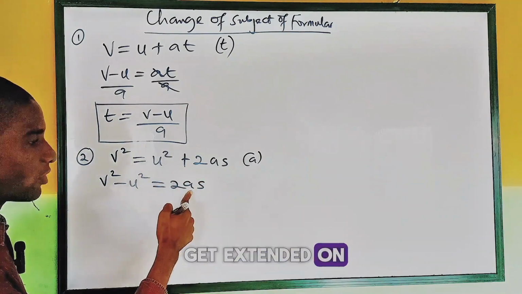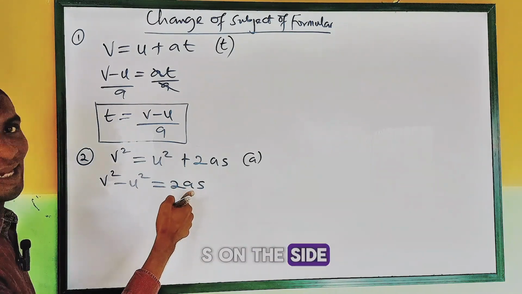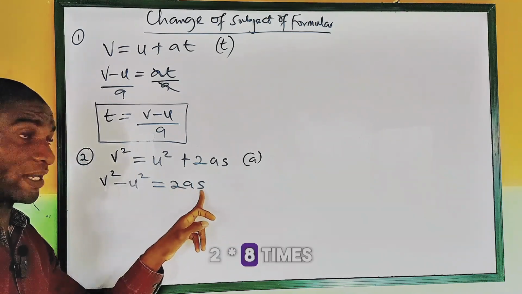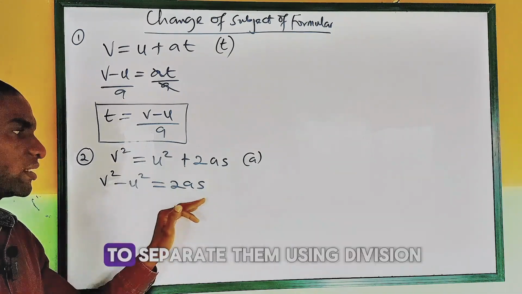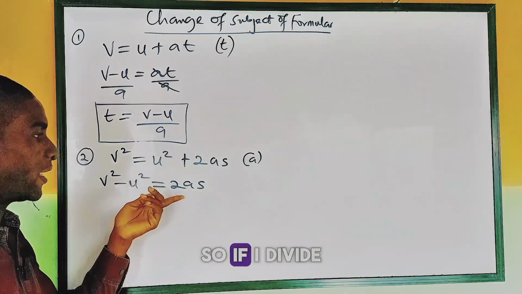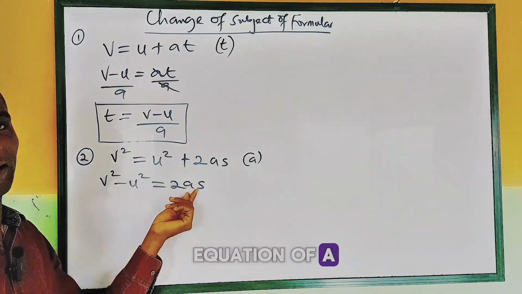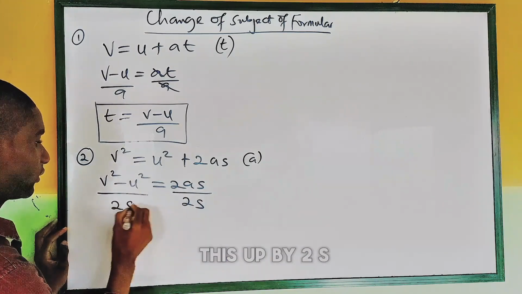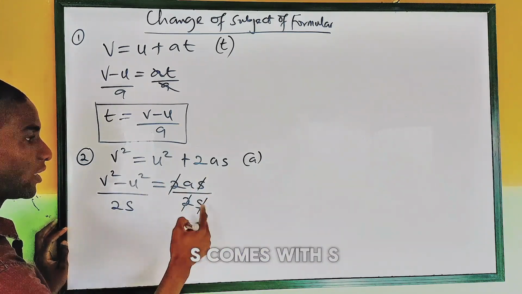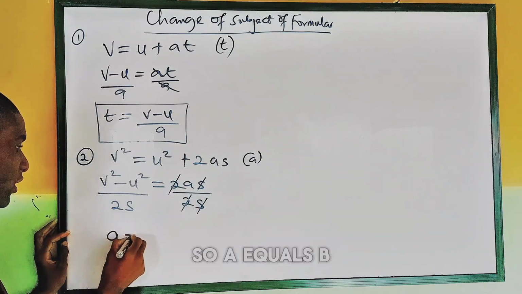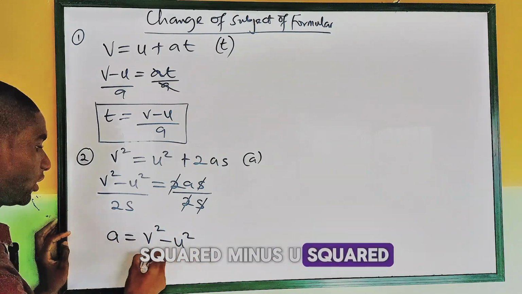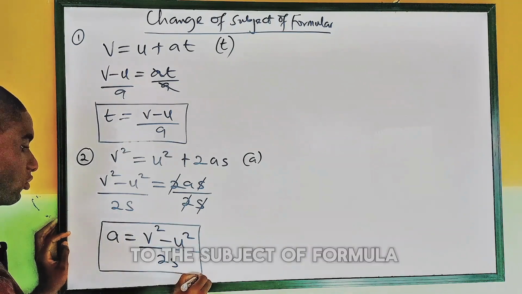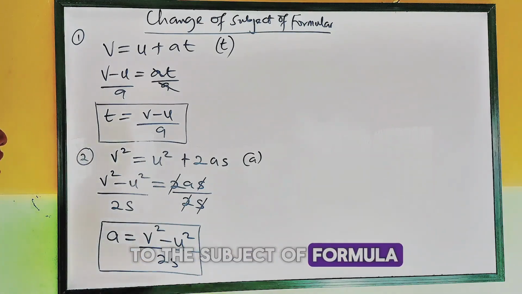Now we want A to stand alone. We have 2 and S on the side of A here, and they are connected together by multiplication. 2 times A times S, that is 2AS. So we are going to separate them using division. If I divide both sides by the coefficient of A, what's the coefficient of A? 2S. I divide both sides by 2S. 2 cancels 2, S cancels S, and my A is standing alone. So I have A equals V squared minus U squared over 2S. So I've been able to make A the subject of formula.